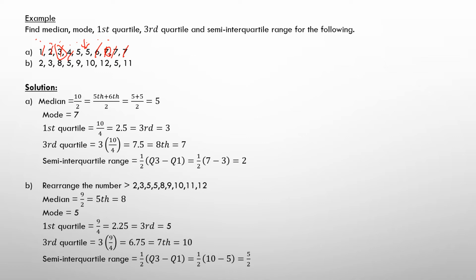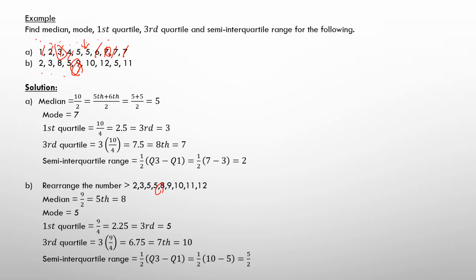When you see this kind of question, it is very easy, but you also have to be careful because sometimes they didn't arrange the data for you. Like B, if they didn't arrange it for you, let's say you do the median, 9 divided by 2 is 4.5, and you round up to 5. If you didn't arrange it, you will get the number 9. But that's a wrong answer, because when you arrange it, the answer is 8.